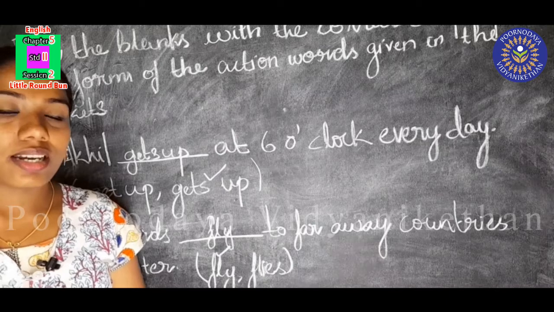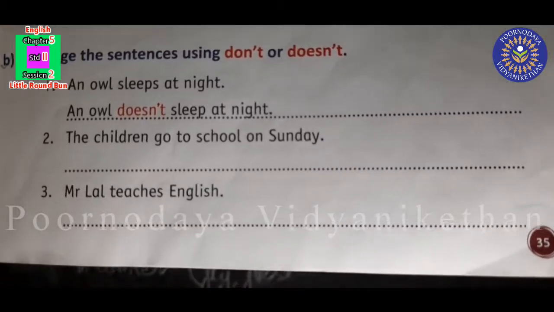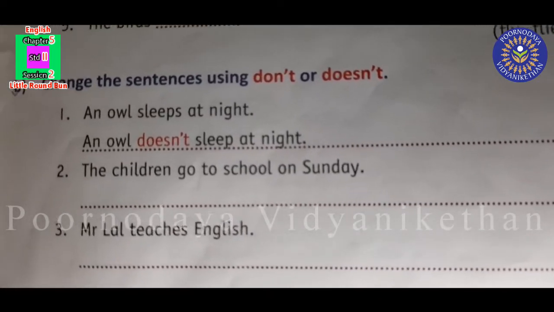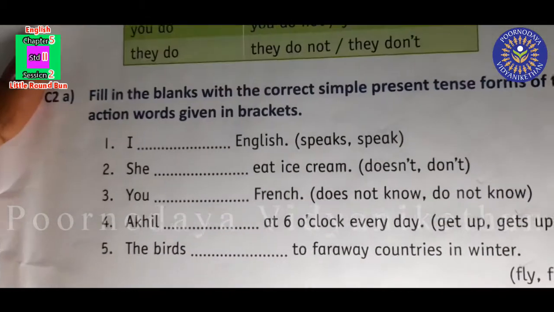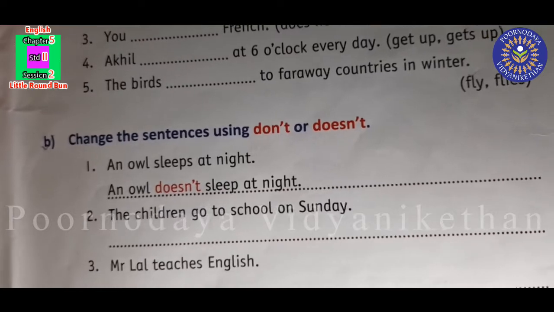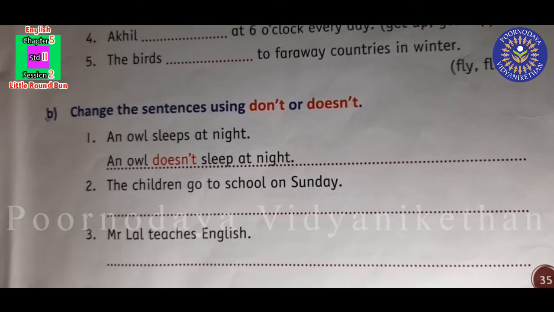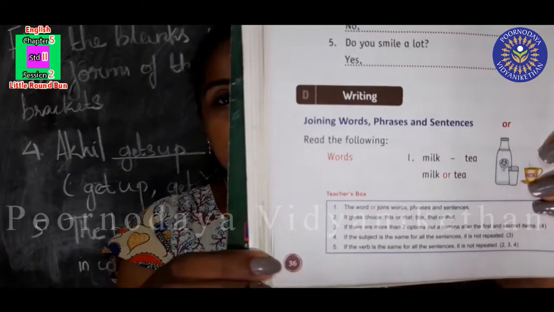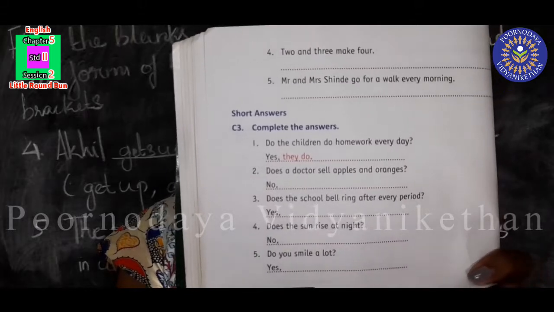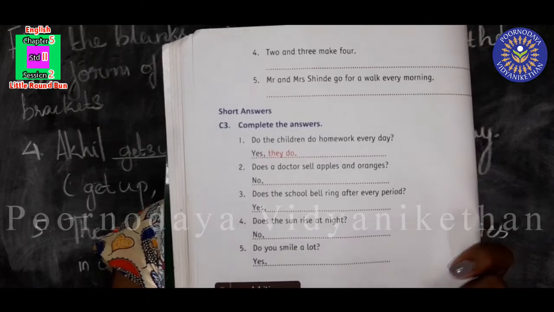Did you understand, children? Now I'll give you homework. See page number 35, Activity C2B. Change the sentences using don't or doesn't. So this is your first homework. Now you have one more homework. See page number 36. Complete the answers. So you have two homeworks here.